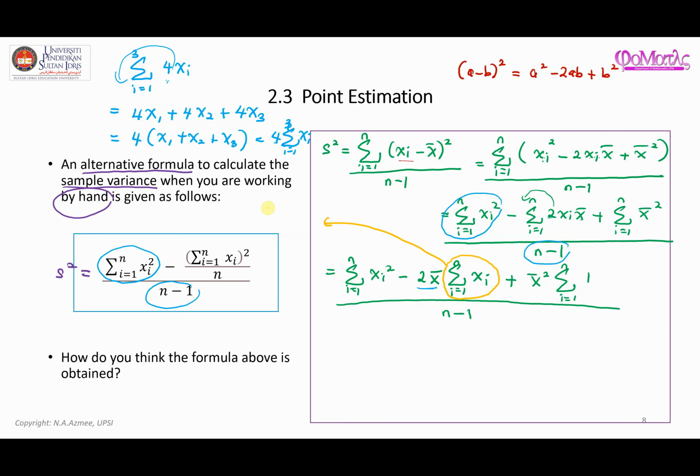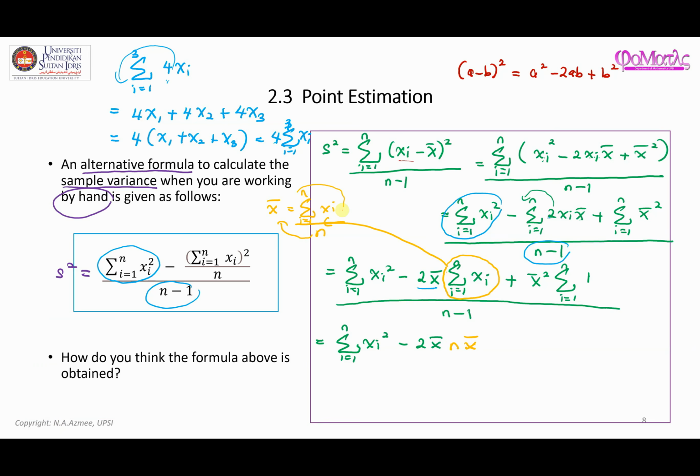Recall that the formula for sample mean is x bar, which is equal to the summation of xi from i equals 1 until n, over n. So if you have the summation of xi, this will be equal to n times x bar, right? So that's what we're going to do next. We're going to write down the summation from i equals 1 to n of xi squared minus 2 x bar, and that one is equal to n x bar.